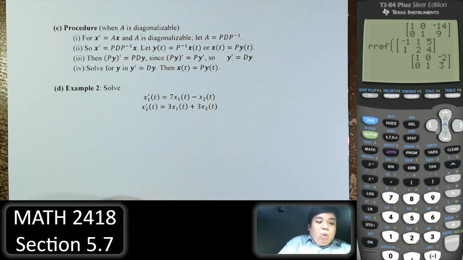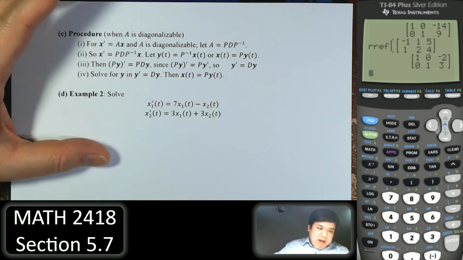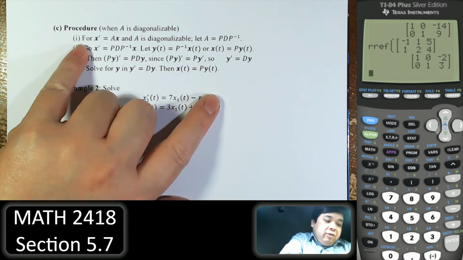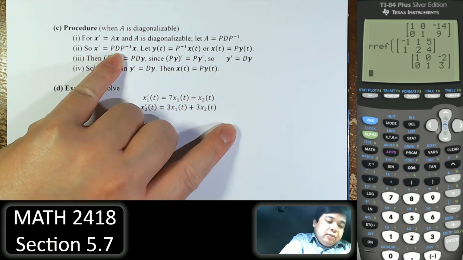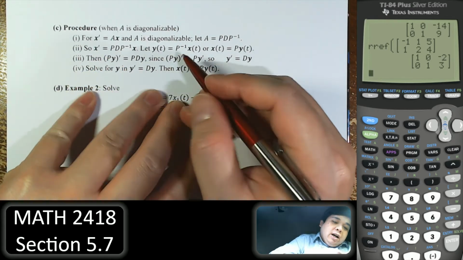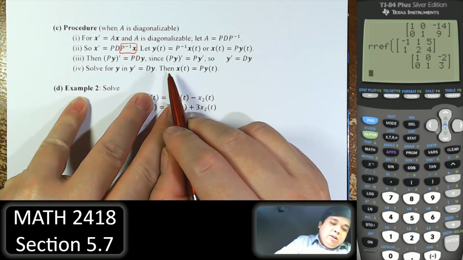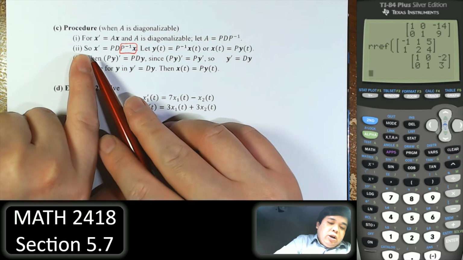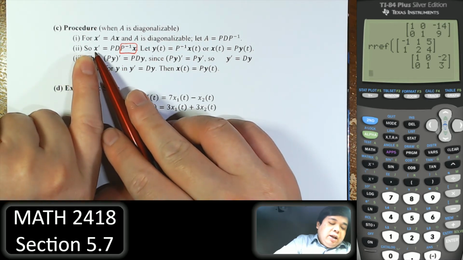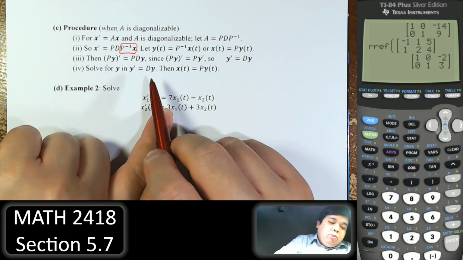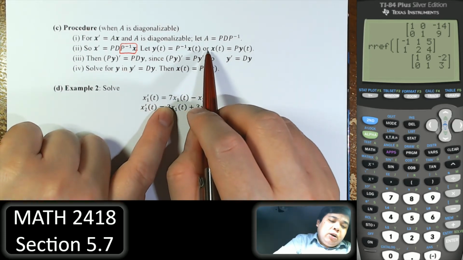Now, what happens when A is diagonalizable? Then we can write the solution in this form. Bottom line is, A is decomposed into P D P inverse. Now, if we let P inverse X equal to Y, then we have the equation X prime equal to P D P inverse X, which is P D Y, I think.